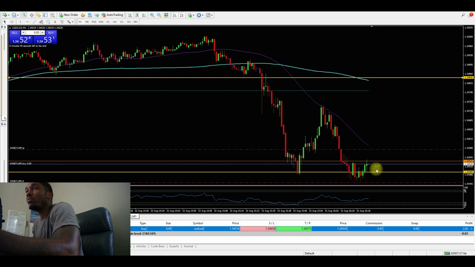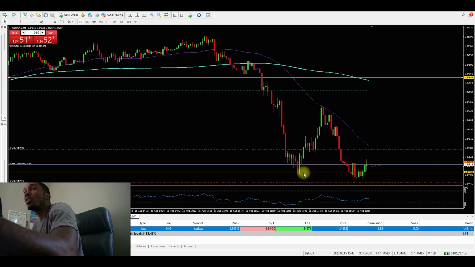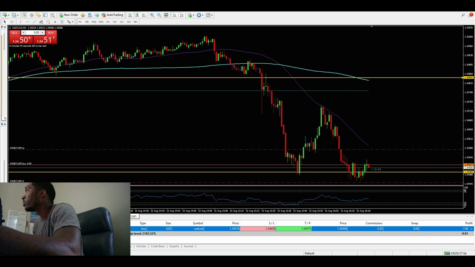But this one is tricky, because like I said, it's a downtrend. But you see what it does to the left, it does to the right. So I'm gonna stop talking, and we're just gonna see what it do.